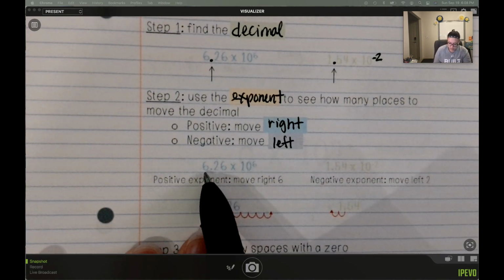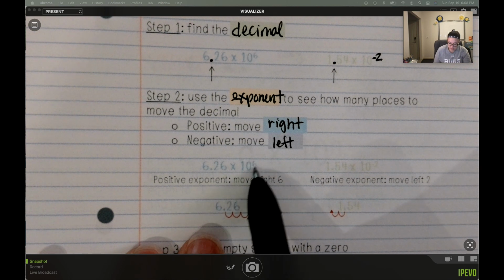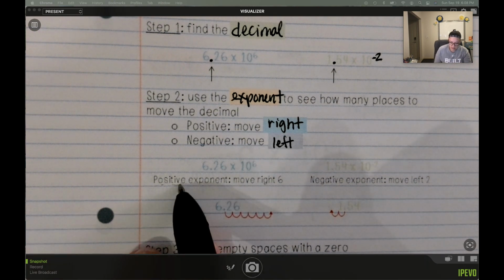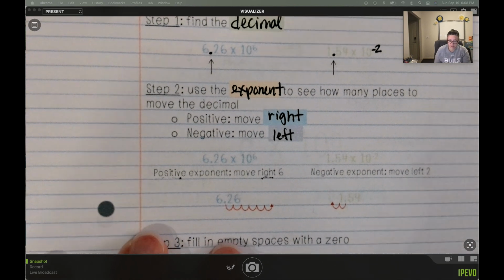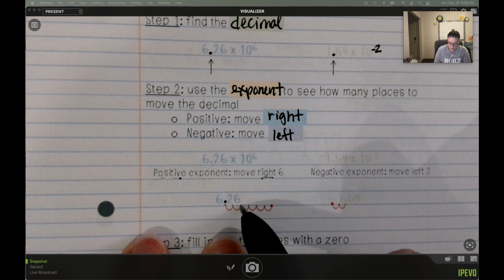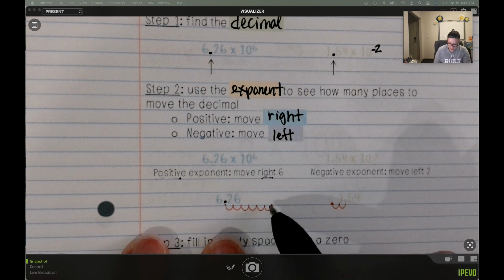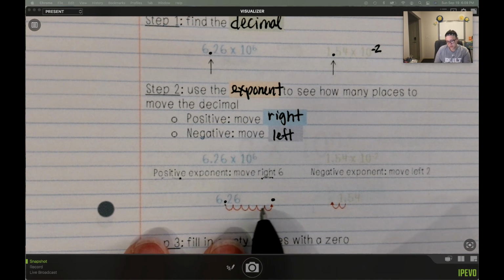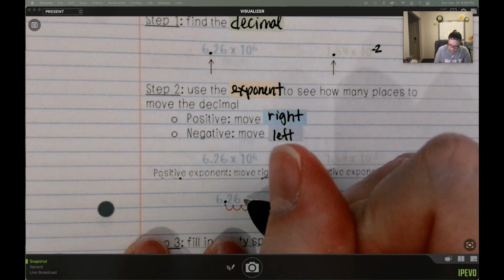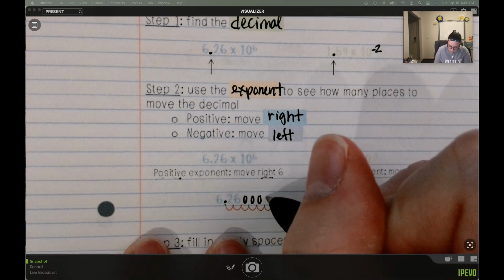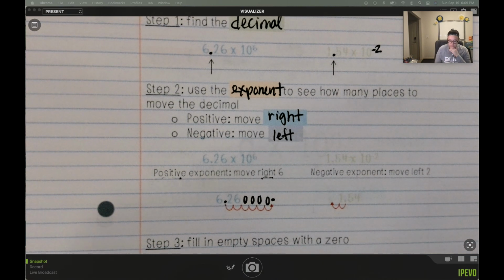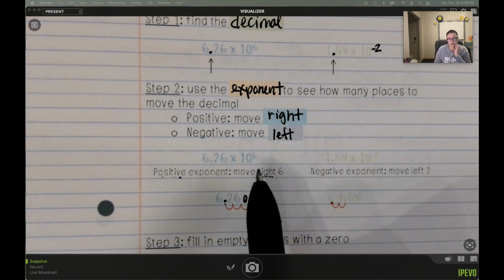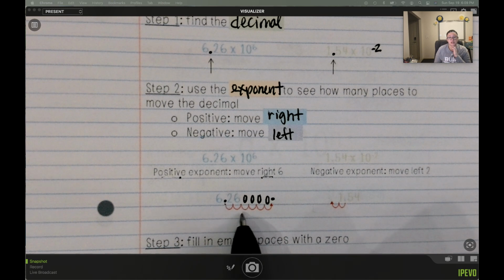So for our first problem, we have 6.26 times 10 to the positive 6. Because it's positive, we move our decimal to the right 6 places. So 6.26, we move it 1, 2, 3, 4, 5, 6 spots, and then we drop our decimal. What do you think is going to go in those open jumps to hold place value? Zeros. So we're going to fill in those jumps with zeros. What was my exponent there? 6. So we moved our decimal 6 times.